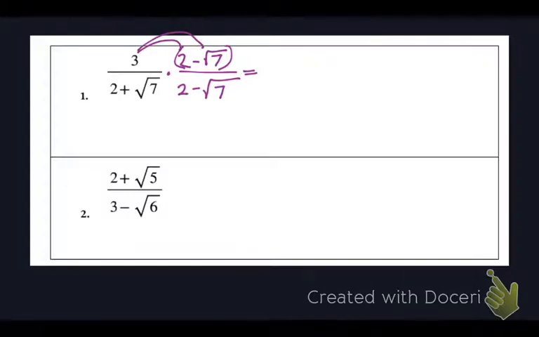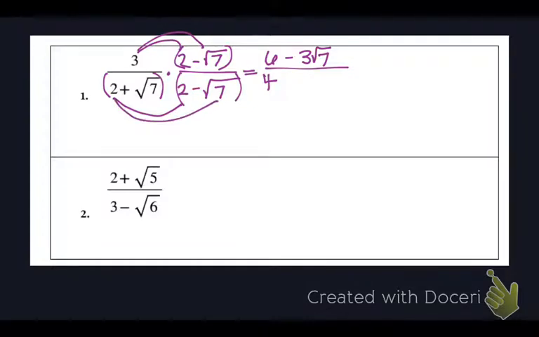So 3 times 2 is 6. And then we would have 3 radical 7 because I can't multiply those together. In the denominator, we have to be careful because we actually have 4 things that we have to multiply together. So we have to multiply the 2 times the 2. We have to multiply the 2 times the negative radical 7. So that would be negative 2 radical 7. I have to multiply that positive radical 7 by both of those terms. And when I multiply radical 7 times radical 7, that's the square root of 49, which is just 7.